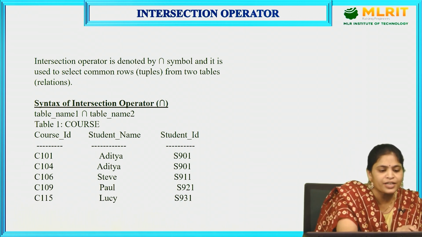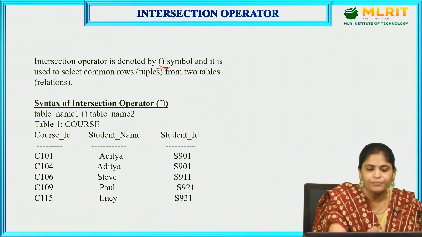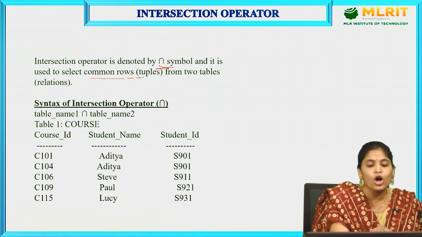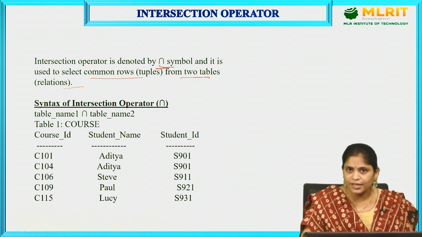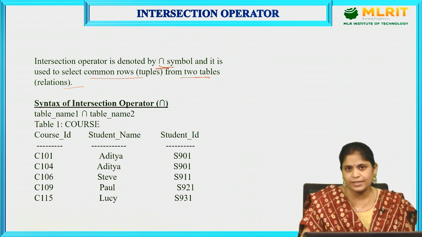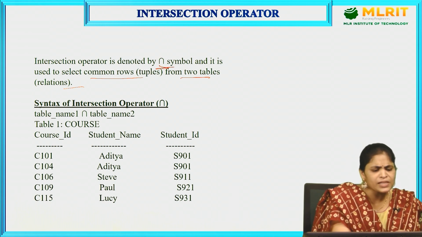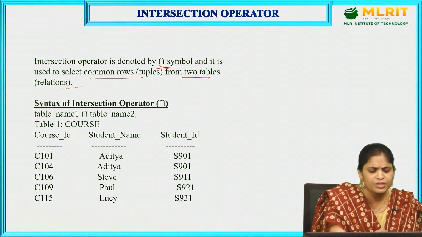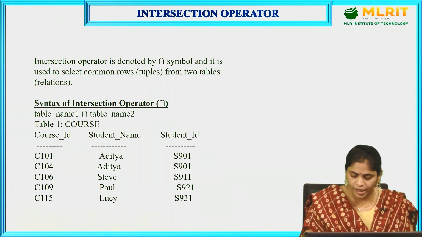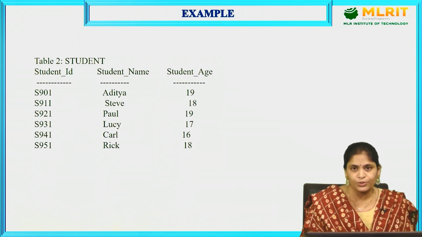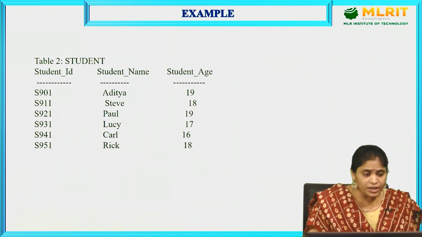So the intersection operator is denoted by the inverted U symbol, and it is used to select the common rows from two tables. Whatever common rows are there, those rows will be selected. That is the purpose of the intersection operator. The syntax will be table name 1 intersection table name 2. Here we represent two tables, the course table and the student table. Let us discuss this with an example.